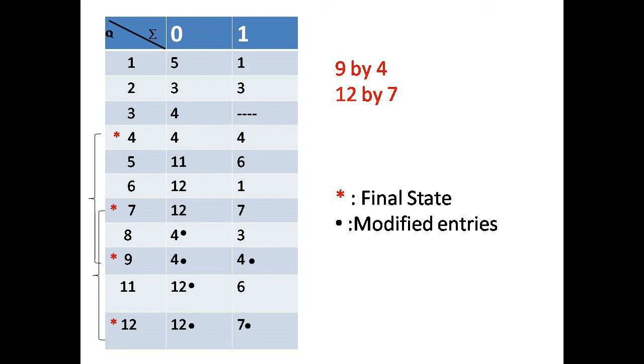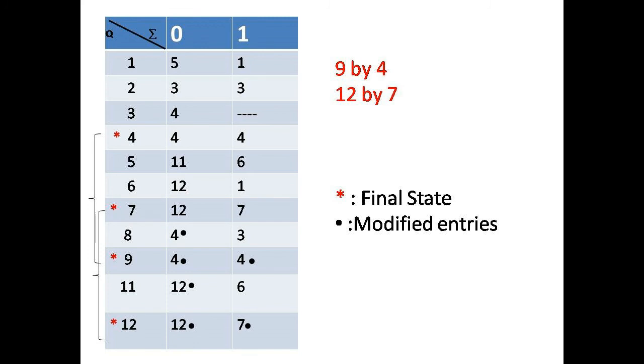State 9 on 0 symbol goes to 4. State 9 on 1 symbol goes to 4. State 4 on 0 symbol goes to 4, and on 1 symbol goes to 4. Same as state 12, on 0 symbol it goes to 12, and on 1 input symbol it goes to 7, and state 7 on 0 symbol goes to 12, and on 1 symbol goes to 7. The states are equivalent and both are final states.